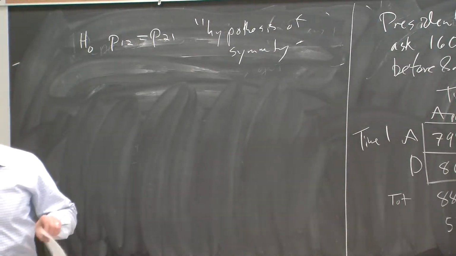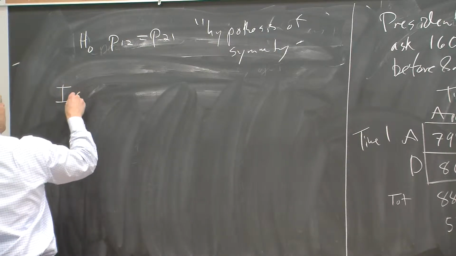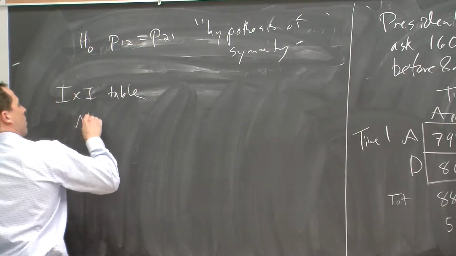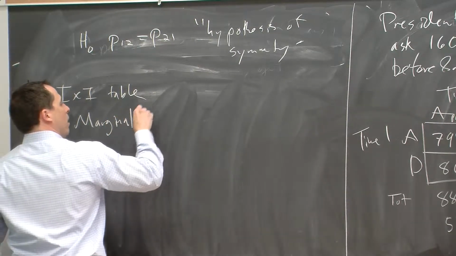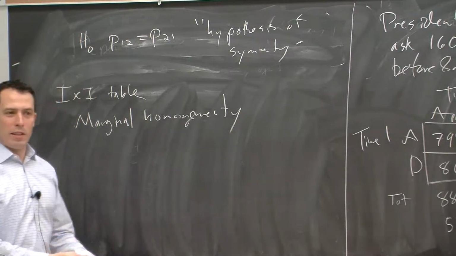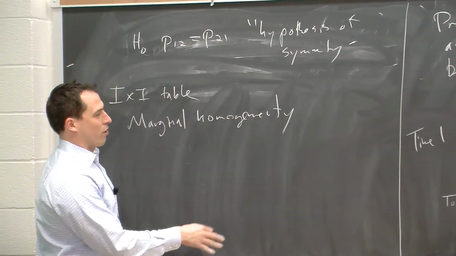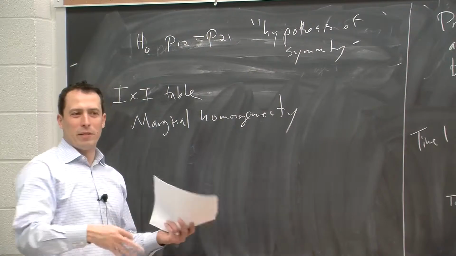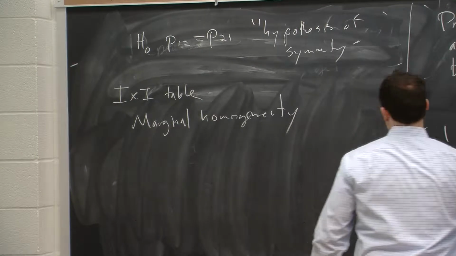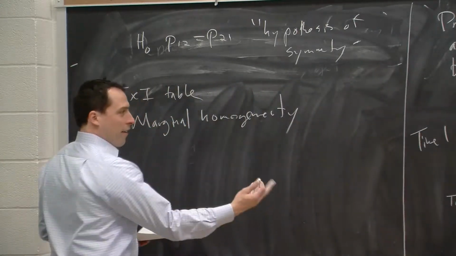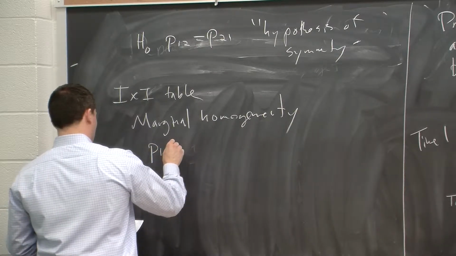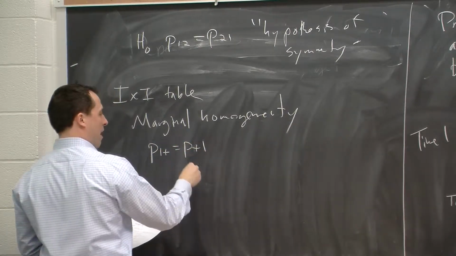Now, what if I had a bigger table? If I have an I by I table, say I is equal to 4, and I look at marginal homogeneity, I put things into 4 categories, strongly agree, weakly disagree, whatever, right? There's 4 different categories: weak, strong approval, and weak, strong disapproval, say. And I want to know whether anything had changed. What I'm asking for marginal homogeneity is, is P1+ equal to P+1 before and after?